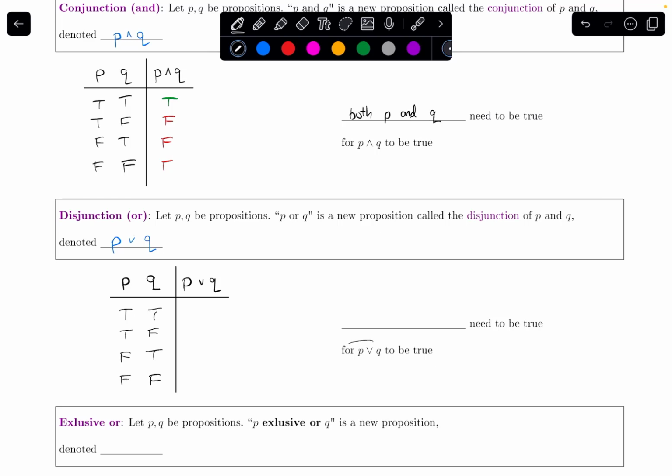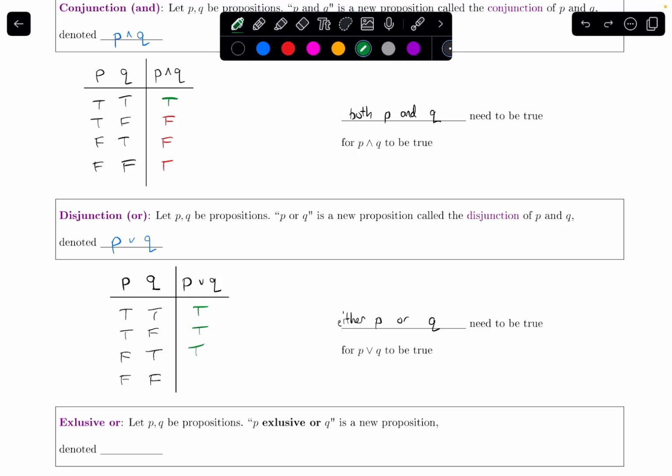When I think about what it would take for the or statement to be true, this time either P or Q needs to be true. It's just going to take one of them being true for the or statement to be true. So in which rows do I have at least one of them being true? That happens in the first one, because both are true. In the second one, because one of them is true there. In the third row, one of them is also true, so that's true. And the last one, well, both of them are false.